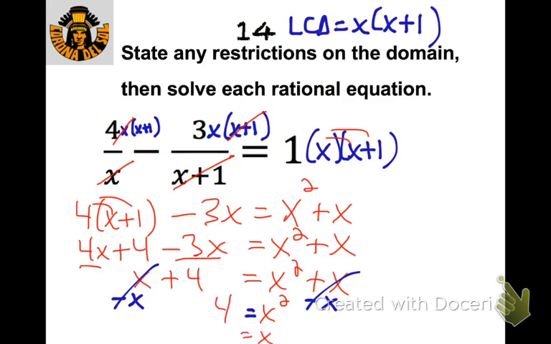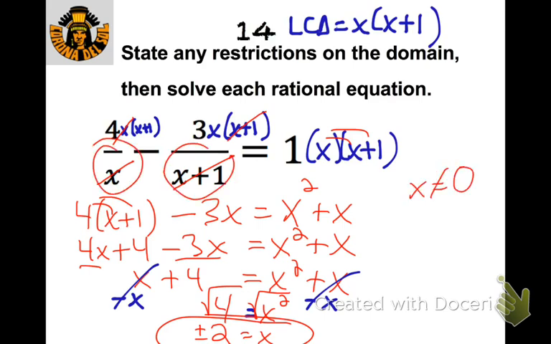And then if you take the square root of both sides, that would be plus and minus 2. And then we just make sure that that's a valid answer. So this one here, x can't be 0. And this one here, x can't be negative 1. So neither one of those are a problem for us. So we're just going to say plus and minus 2.